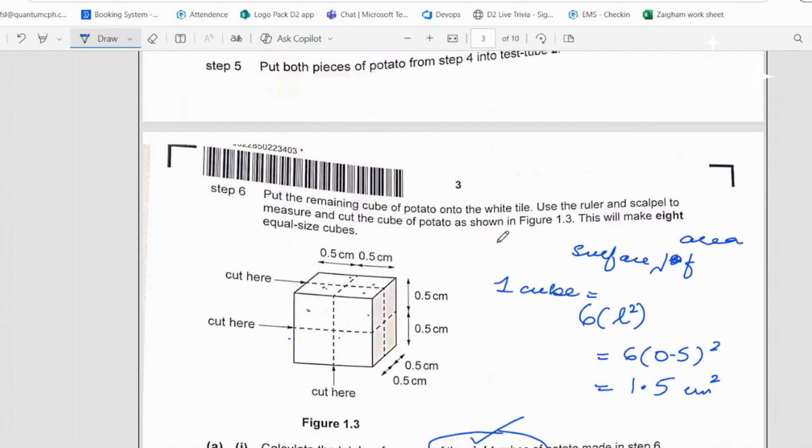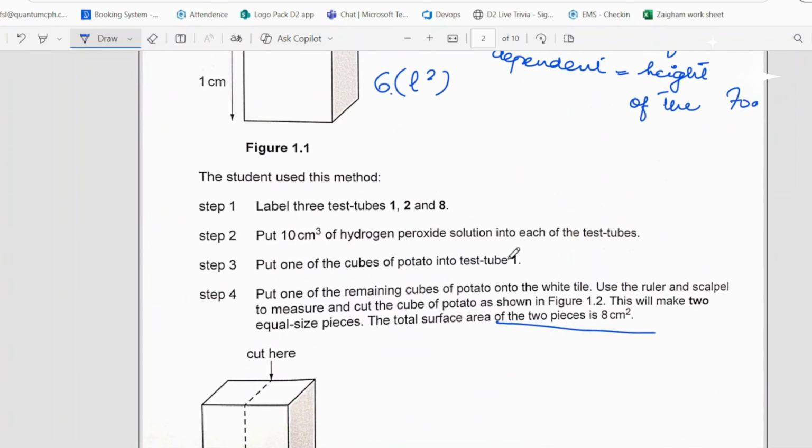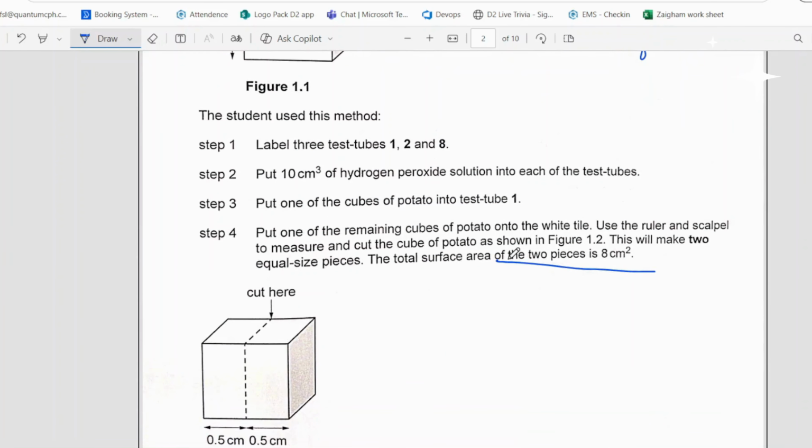Let's go back to the practical. This is how we change the surface area. Now they use 3 test tubes labeled 1, 2 and 8, and you have to use the same labeling that they've used in the question. Then they use 10 cubic centimeters of hydrogen peroxide in each test tube. This is your control variable, which is constant. Put 1 cube of potato in test tube 1. Put 1 of the remaining cubes of potato onto the white tile.